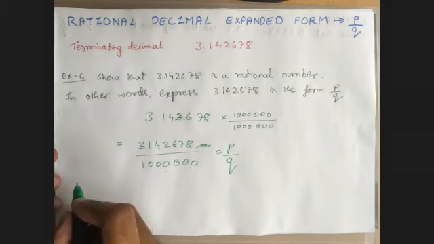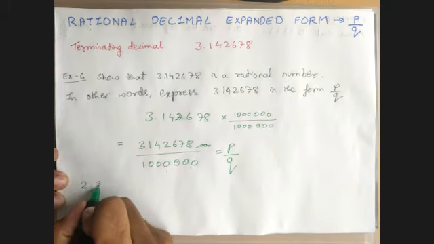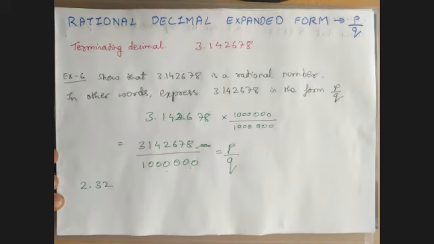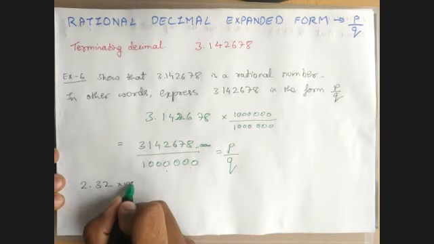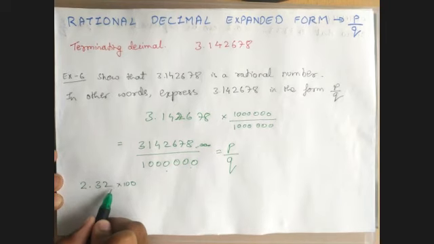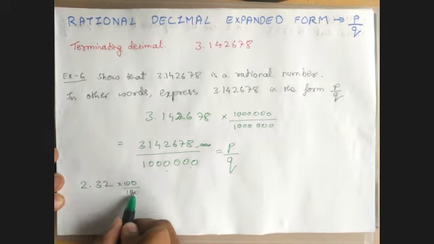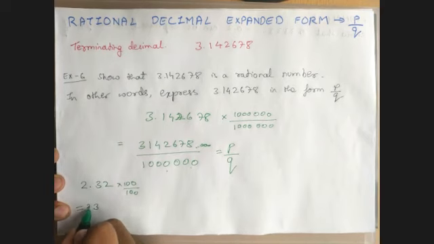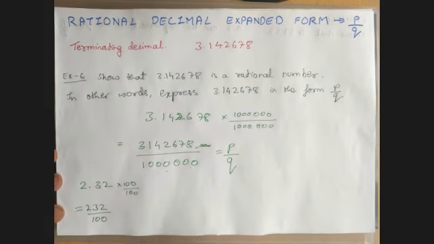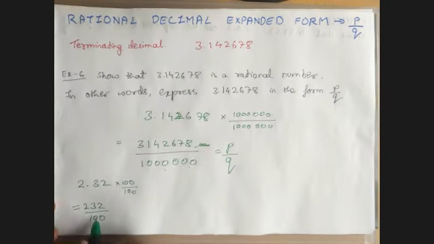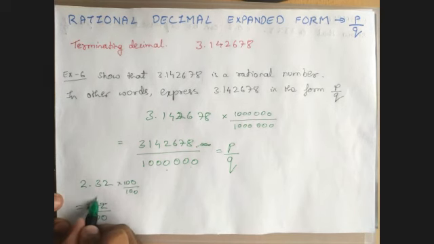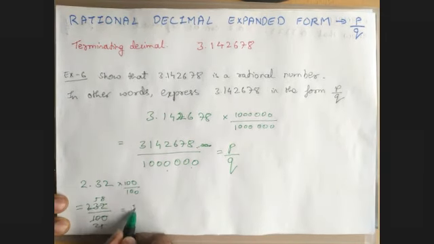A smaller example would be better, like 2.32. If I have this number, how do I do that? I multiply by 100 because I have to shift it by 2 digits, and divide by 100. So that would be equal to 232 by 100. When I simplify this, I get a more simplified version. This is divisible by 4. So 4 fives are 20, 4 eights are 32, and this is 25. So it is equal to 58 by 25 in the more simplified version.